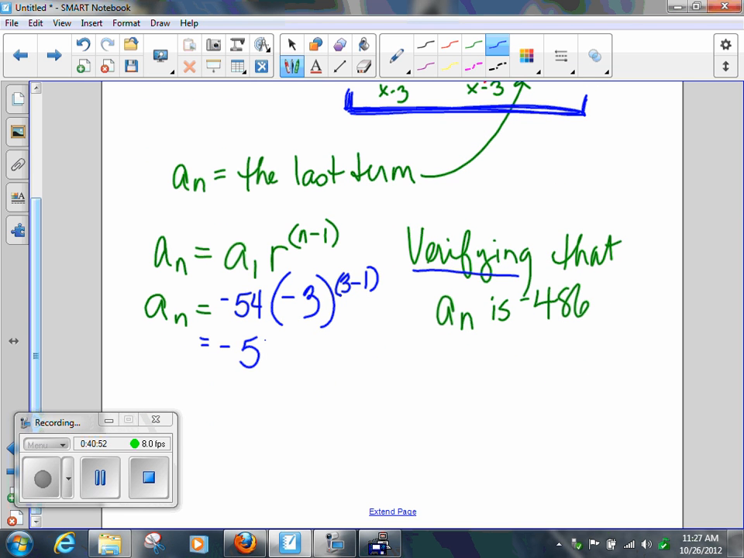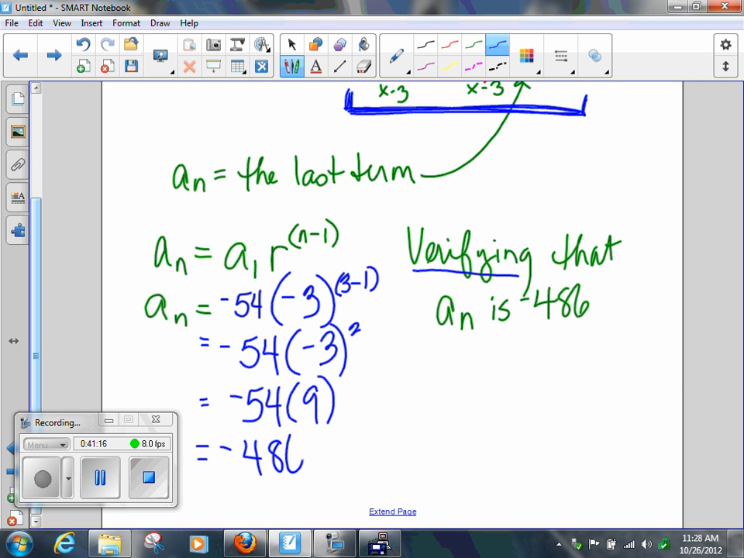Negative 54 times negative 3 raised to the second power. Folks, what's negative 3 times negative 3? Positive 9. Folks, put in your calculators negative 54 times 5 and tell me what you get. Negative 486. Did we just verify that that last term indeed is A sub n? Yes or no? All we did was verify.